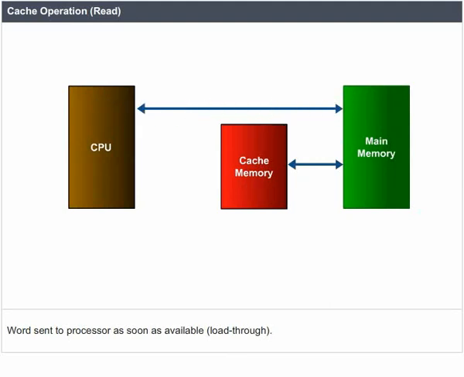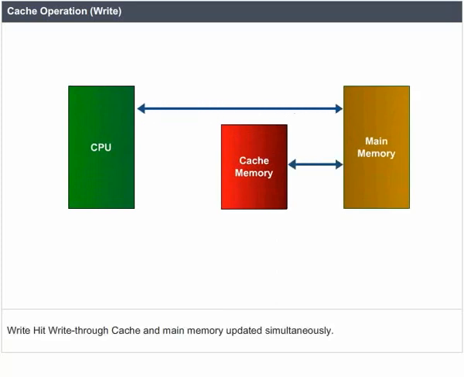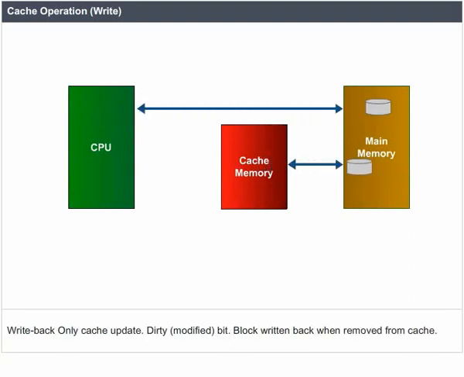Load through. Cache operation write. Write hit. Write through: cache and main memory updated simultaneously. Write back: only cache is updated. Dirty or modified bit: block written back when removed from cache.